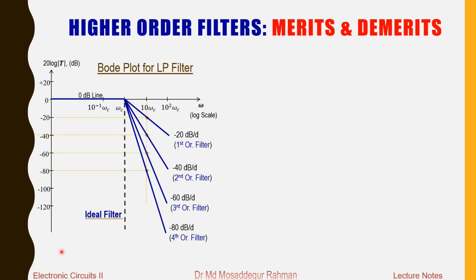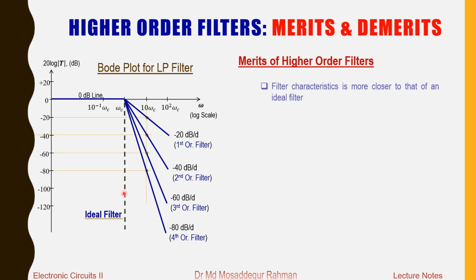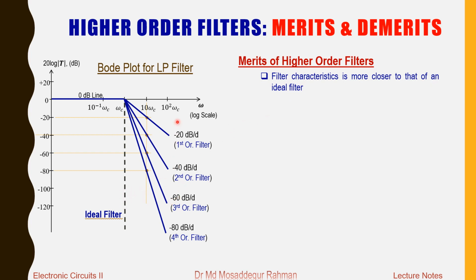So what are the merits of a higher order filter? Filter characteristics, as we have said, are closer to that of an ideal filter. The higher is the order of the filter, the faster is the rate of fall, and the closer the filter characteristics get to that of an ideal filter. So the benefit is that an ideal filter will allow only the signals that we are supposed to pass through and completely eliminate the unwanted signal. In the stop band, it will block 100% of the signal.